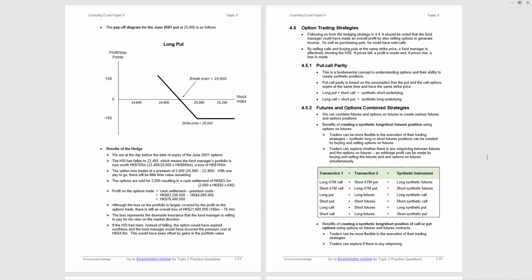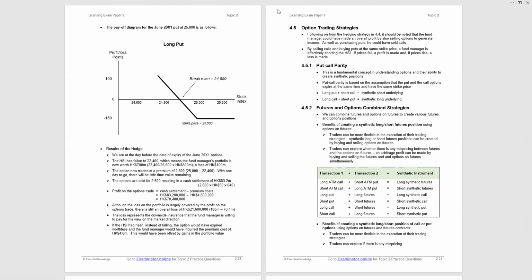on the market direction. Last bullet point: if the Hang Seng Index had risen instead of fallen, the option would have expired worthless. We would not have exercised it. There would be no point. There was no value, zero intrinsic value. And the fund manager would incur the premium cost of 4.8 million. But we would like to think that the 4.8 million premium would have been covered by the gains in the portfolio value because the prices would have risen.